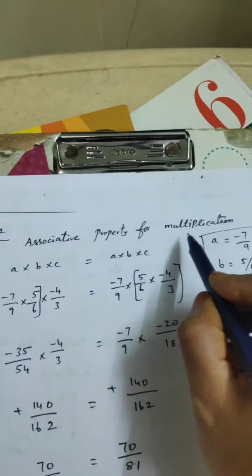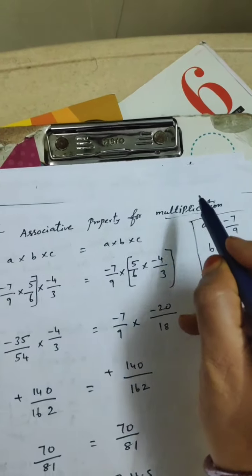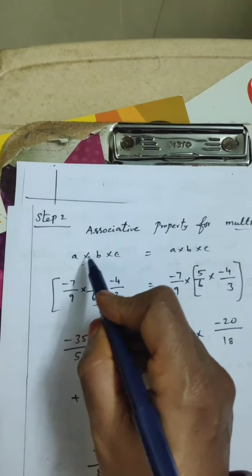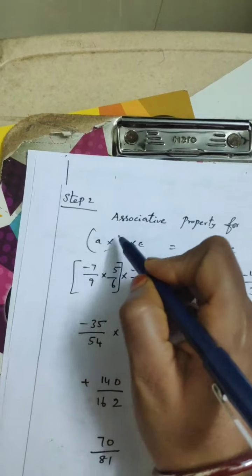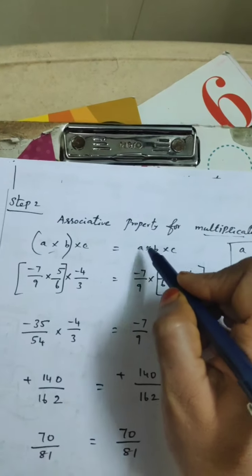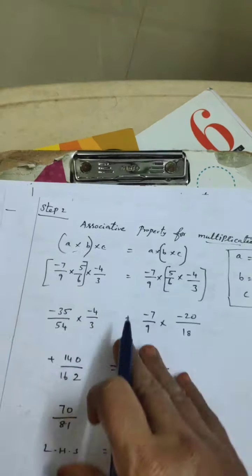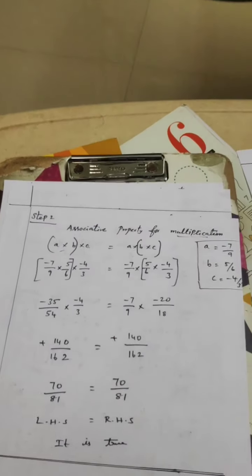Step 2, associative property for multiplication. For multiplication you put the into symbol. Before, in step 1 for addition, we wrote the plus symbol. Now we write the multiplication. A into B into C is equal to A into B into C. This is the associative property for multiplication.